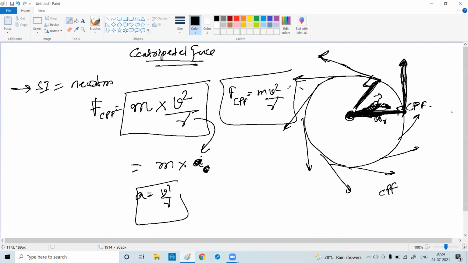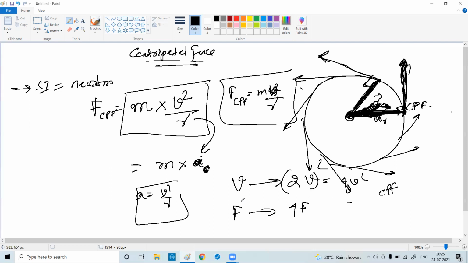You know the mass of the body, you know the tangential velocity, which means the velocity in this direction, and the radius. Then you get the centripetal force. The more the mass, the more the force. The more the radius, the less the force. And if initially the velocity is v and it becomes 2v, then the force will increase to how much? 4 times. Why? Because 2v whole square is nothing but 4v square. So if the velocity doubles, the force will be 4 times. Is it clear?